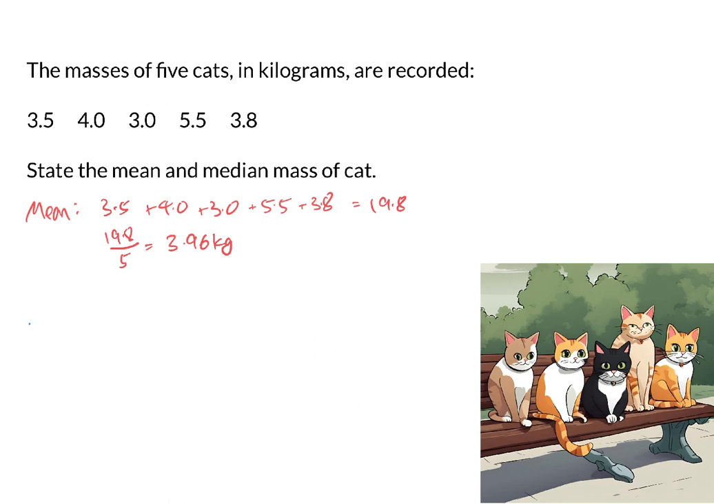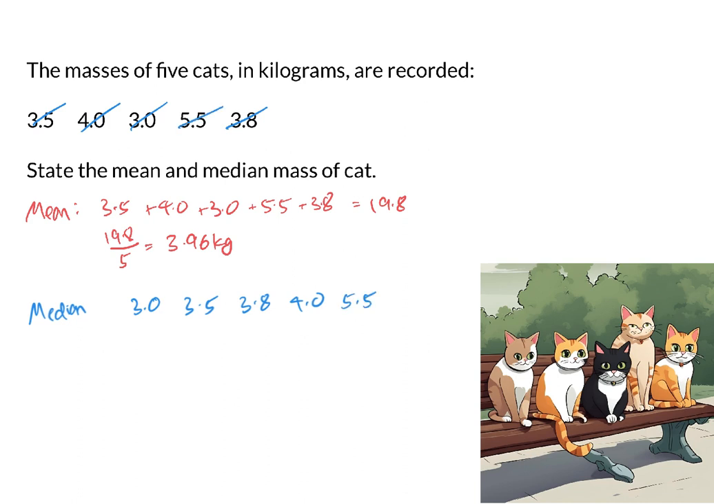Let's look at the median. The median is the middle one when you've put them in order. So we'll go smallest to biggest. The smallest one is 3.0. The next one then is going to be 3.5, 3.8. And as you see, I'm crossing them off so I don't miss one out and don't do one twice. 4.0 is the next, and the largest one is 5.5.